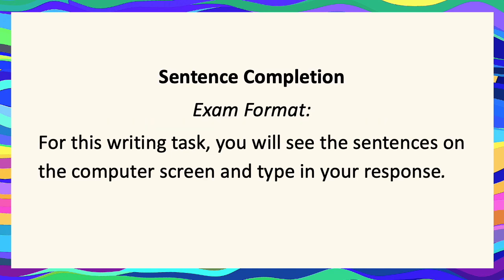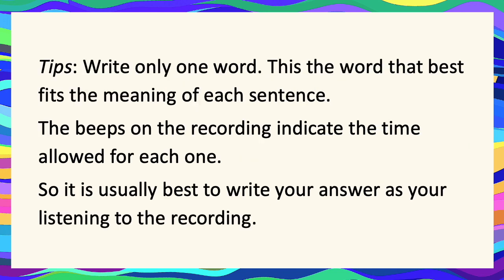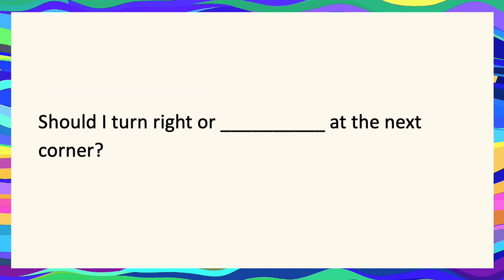You will also see sentence completion tasks on some of the Versant test. For this writing task, you will see the sentences on the computer screen and type in your response. Here are some tips. Write only one word. This is the word that best fits the meaning of each sentence. The beeps on the recording indicate the time allowed for each one, so it's usually best to write your answer as you're listening to the recording. Now read and complete the sentence on your screen.